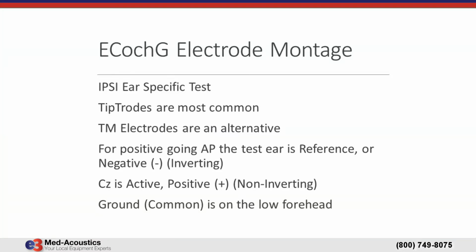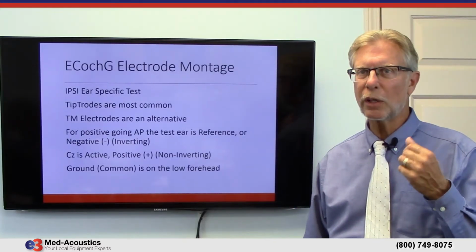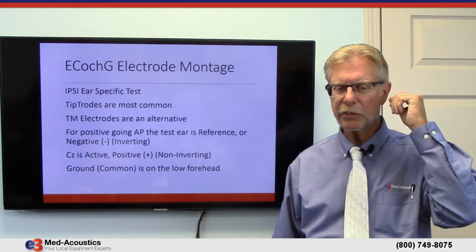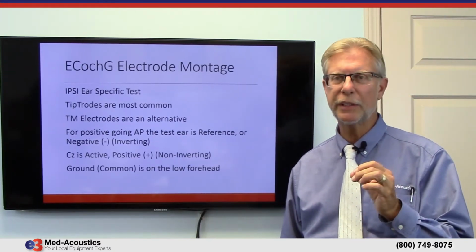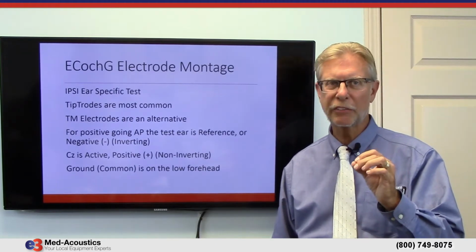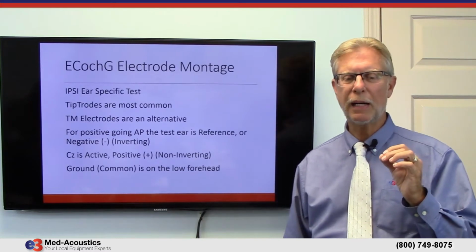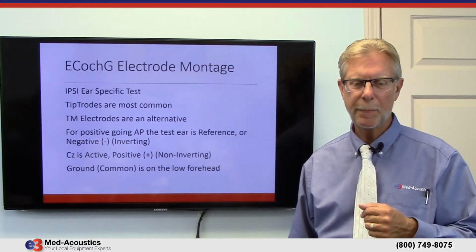So let's talk first about the electrode montage. Okay? This is an ipsilateral ear-specific test, right? And the most common types of electrodes that are used are called tiptrodes. They're actually gold foil enclosed insert earplugs that are inserted deeply into the ear canal, and that's how we actually pick up the response from the ear canal. And I'll show you those in a minute.